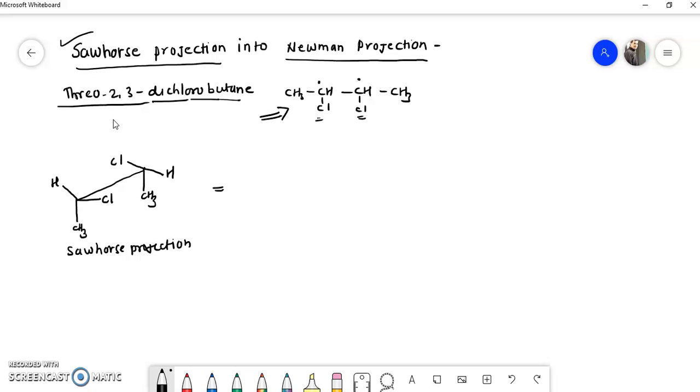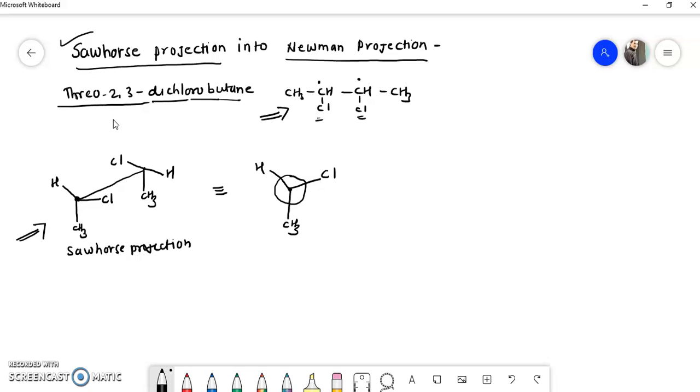Now we have to convert this Sawhorse projection into a Newman projection formula. Now we know that in Newman projection formula, the front carbon is represented by a dot and the rear carbon is represented by a circle. This we have seen. Okay, now see, suppose this is the front carbon. Now we are observing the molecule from this side, then this is the front carbon. So that is represented by a dot, and this hydrogen and chlorine are above the plane, so we will write the same. See, this is hydrogen and this is chlorine and methyl group like this.